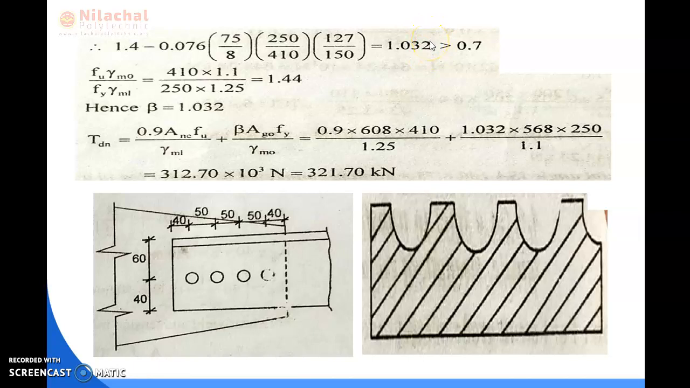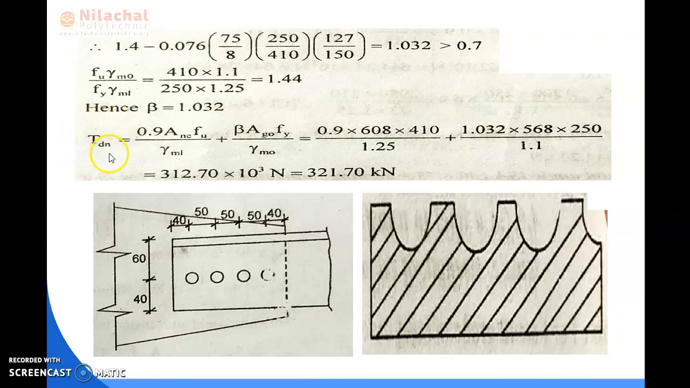So your beta is always greater than 0.7 and less than Fu gamma m0 divided by Fy gamma ml. So this is the criteria for calculation of beta. So here the beta is fully satisfied with this condition. So we can take the beta value as 1.032. So now we can calculate the strength in rupture.